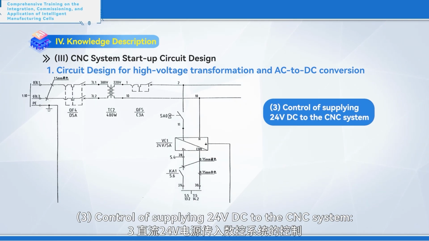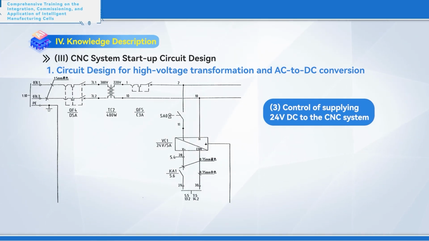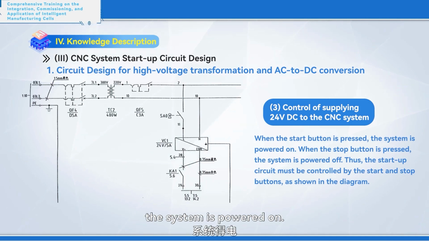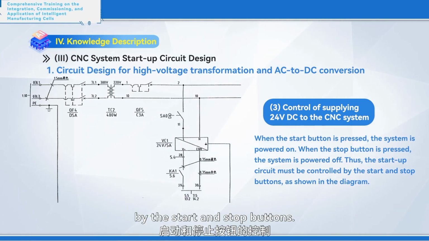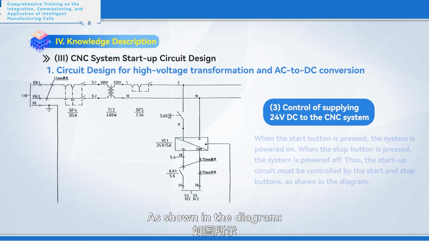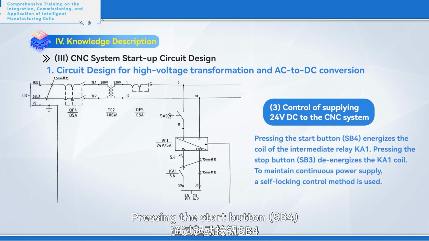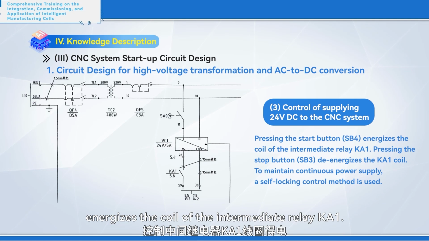3. Control of supplying 24-volt DC to the CNC system. When the start button is pressed, the system is powered on. When the stop button is pressed, the system is powered off. Thus, the startup circuit must be controlled by the start and stop buttons. As shown in the diagram, pressing the start button, SB4, energizes the coil of the intermediate relay KA1.